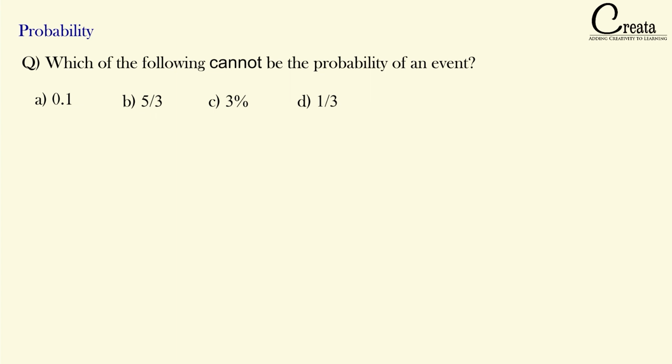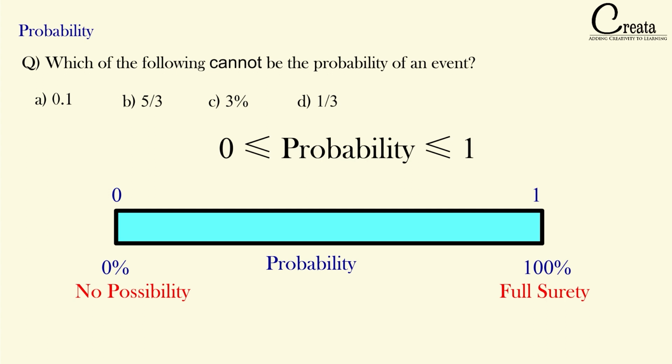So let's tackle this question. We have understood the concept that the probability of any event will lie from 0% to 100%, or from 0 to 1. The first is 0.1. Yes, it lies from 0 to 1, so 0.1 can be the probability. Yes, it is true. 5 by 3: if we divide 5 by 3, we will get 1.66. Here it exceeds 1 and the probability is between 0 and 1 only. So this cannot be the answer.